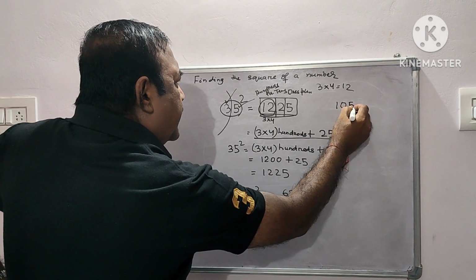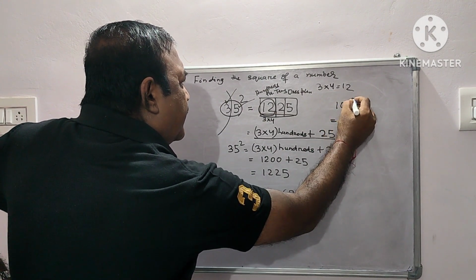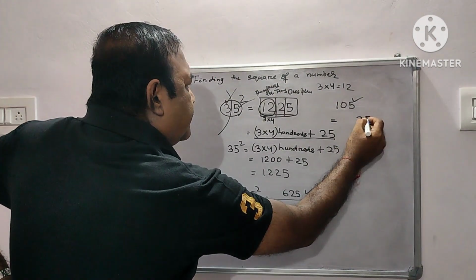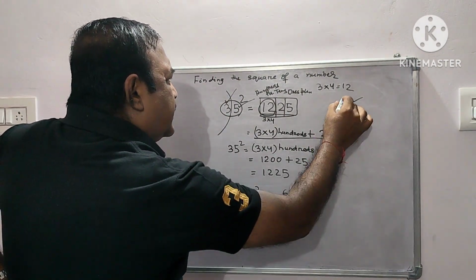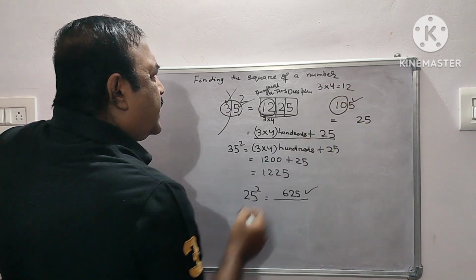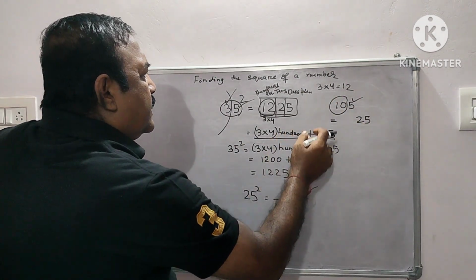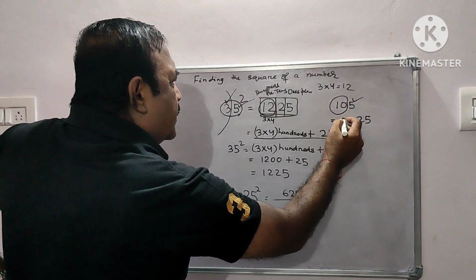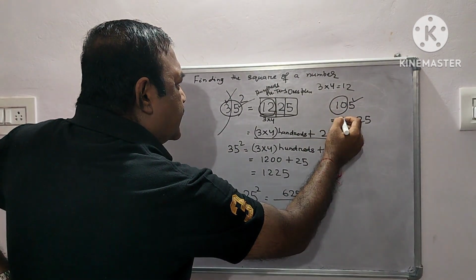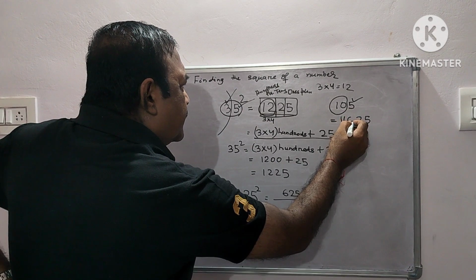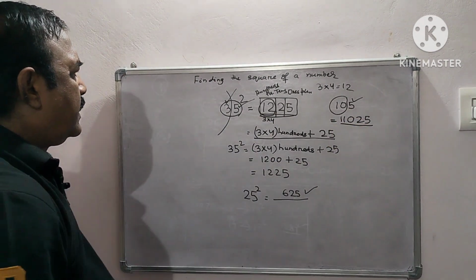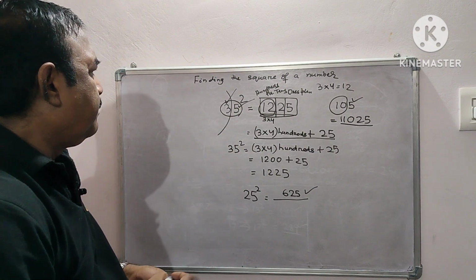Suppose here it has been given like this, 105. We can also implement like this. You see 5 is the units digit. So 5 square, that is 25. And the rest truncated number is 10. So what is the next number of 10? 11. You multiply 10 by 11, that is 110. Yes or no? So this is the result we will get. So this is the way you will have to remember. Okay?